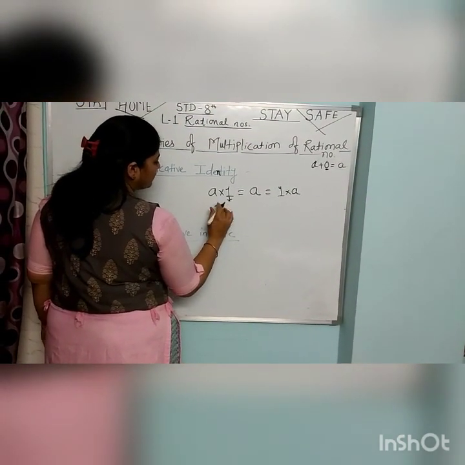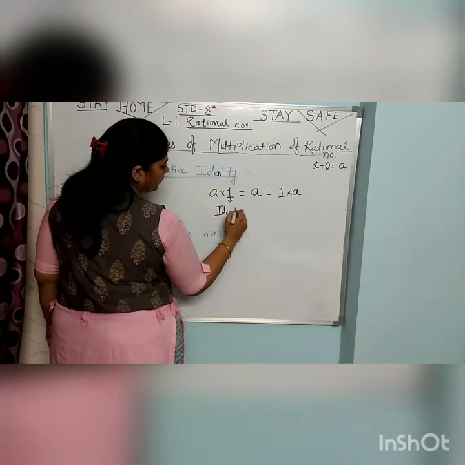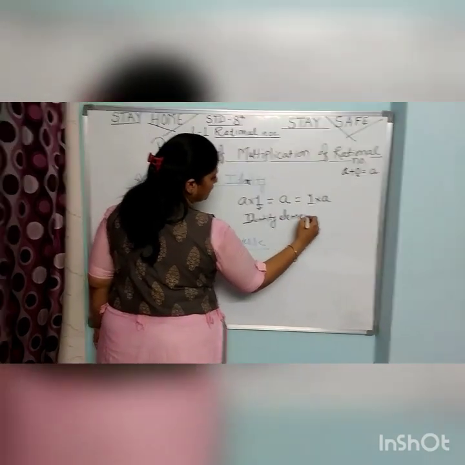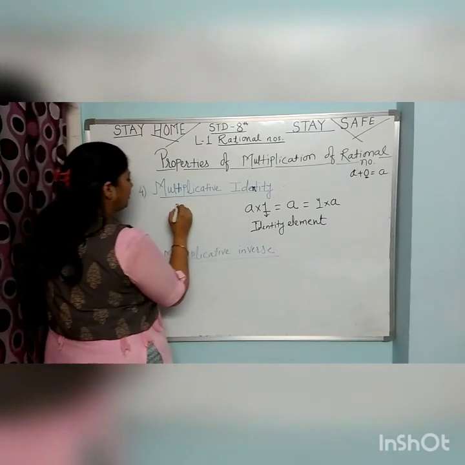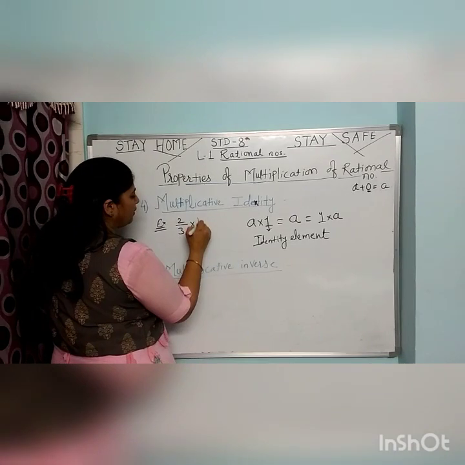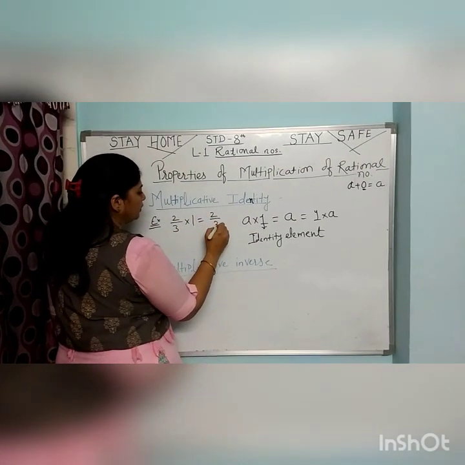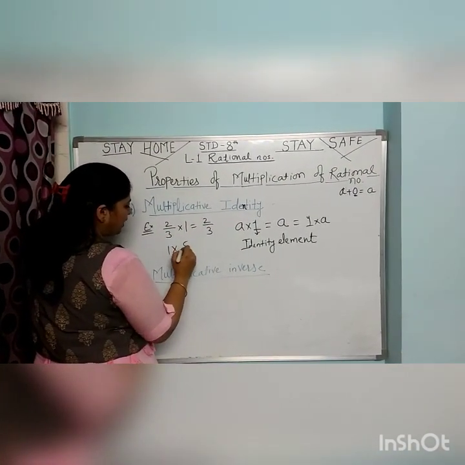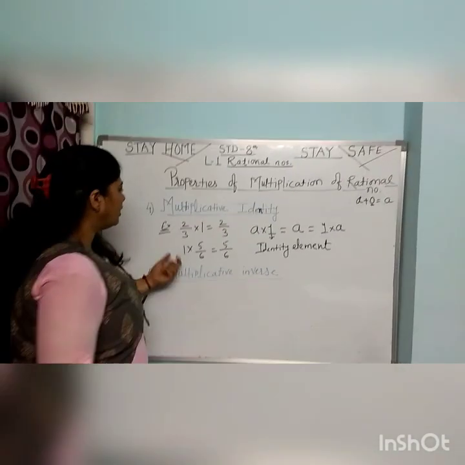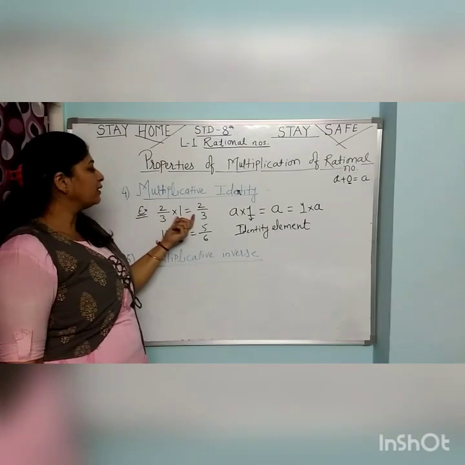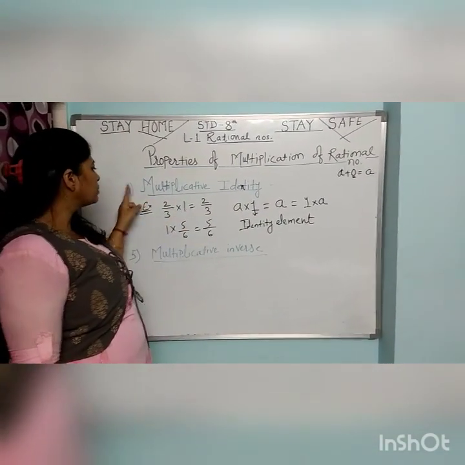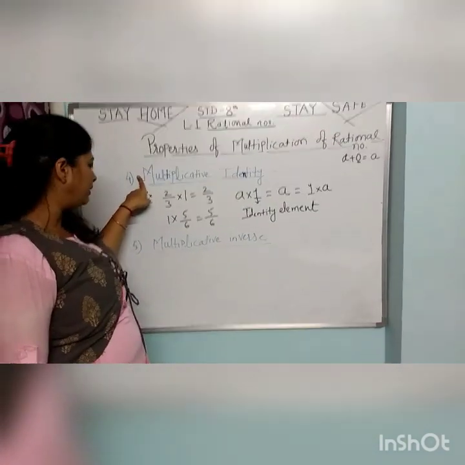1 is called the identity element of multiplication. We can see it by an example. 2 upon 3 multiplied by 1 is equal to 2 upon 3. 1 multiplied by 5 by 6 is equal to 5 by 6. So when we multiply by 1, the rational number remains itself. So it is called the multiplicative identity.